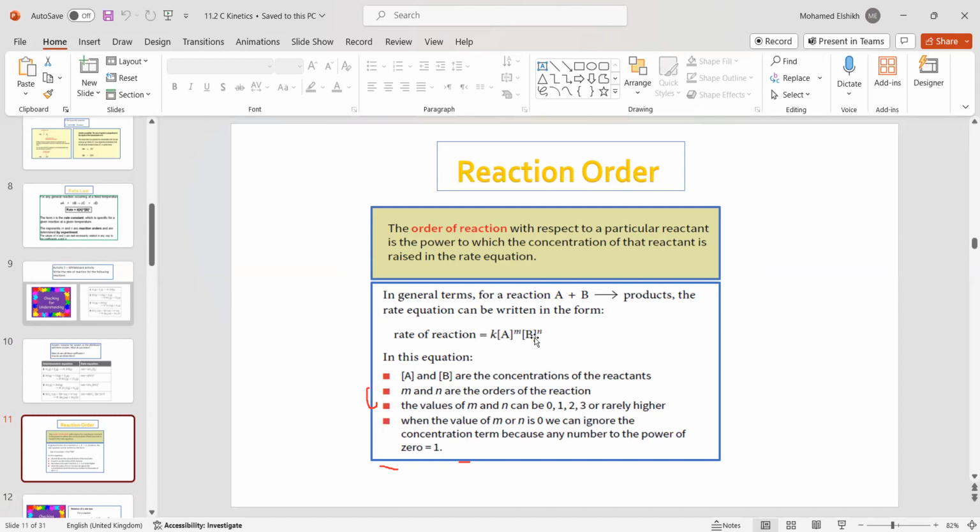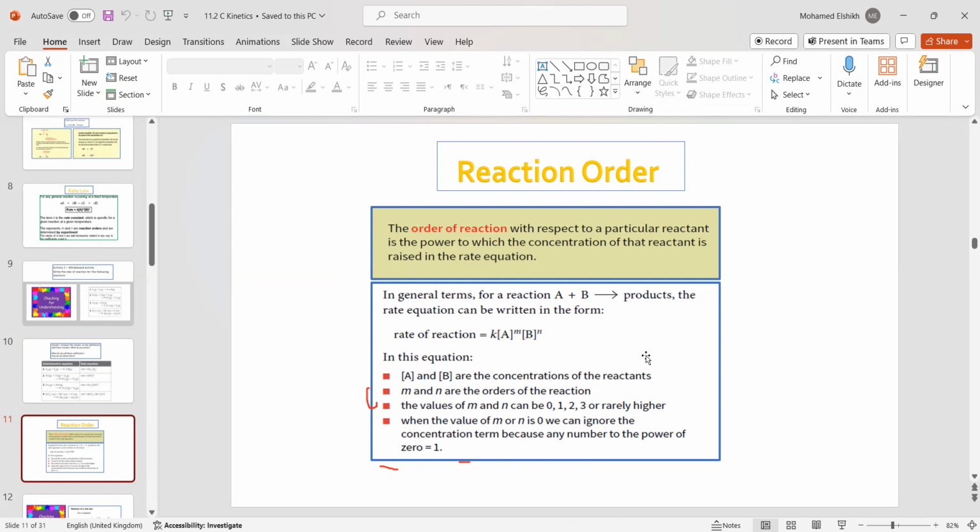Okay, now this M and N are reaction orders, fine? So the overall reaction order of the chemical reaction is the summation of these two. So for example, if this is 1 and this is 1, the overall reaction order of this chemical reaction is 2. But when we say this one, the M here is 1, so that means the reaction order in relation to A is 1. And if the N equals 2, we'll say that the reaction order in relation to B is 2. Okay, so we need to make this differentiation.